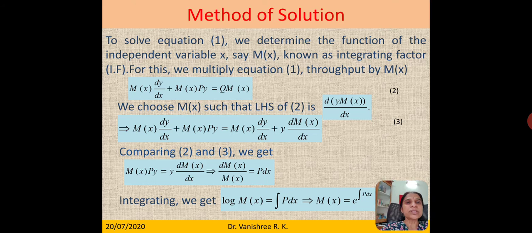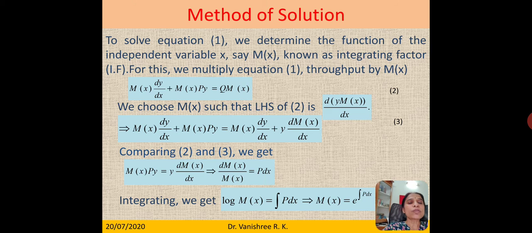So, how do you solve such an equation? To solve this equation, we use a factor which is known as an integrating factor. What is this integrating factor? How are we going to get it? Let us look at this. To solve equation 1, we determine a function of the independent variable x, say m of x. This function m of x is known as the integrating factor. We call it in short form IF.